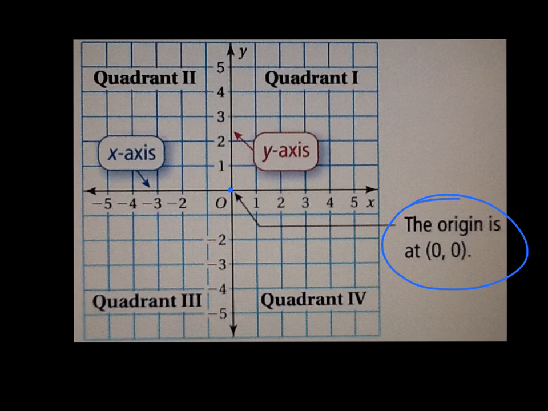Just like what we were talking about with the origin, the number lines intersect at the origin, and that's 0, 0. And then they separate the coordinate plane into 4 regions, and that's what we call our quadrants. So we have quadrant 1, 2, 3, and 4. Okay? And don't forget, this is our x-axis and this is our y-axis.